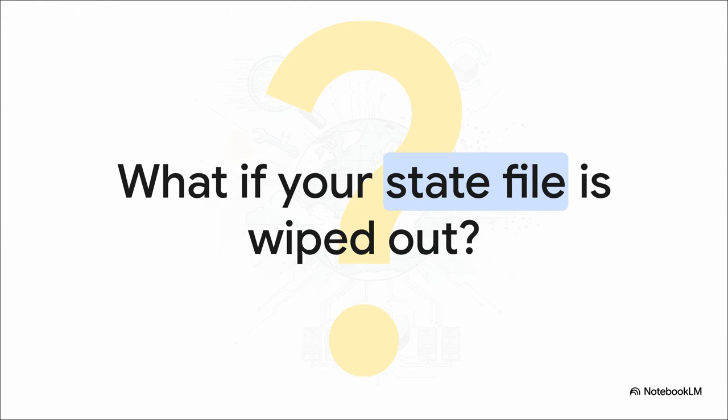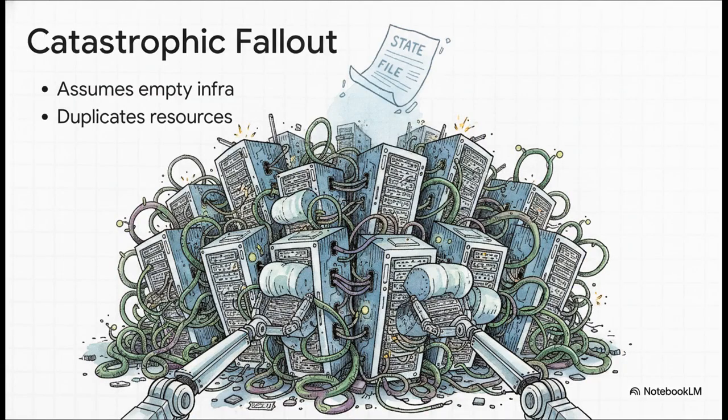So, back to our disaster scenario. Imagine you did everything right. You securely place your state file in an Azure storage account, your team is collaborating perfectly, and then someone accidentally wipes that file out. The storage is suddenly totally empty. What actually happens if you try to run a Terraform plan or a Terraform apply right after this happens? Well, look at the sheer scale of the catastrophic fallout you're about to face.